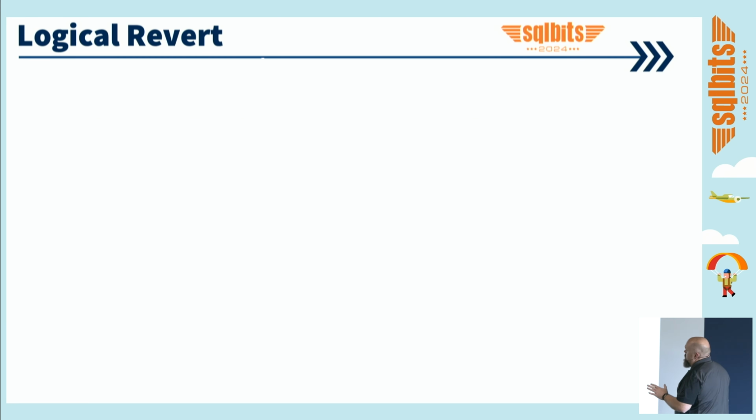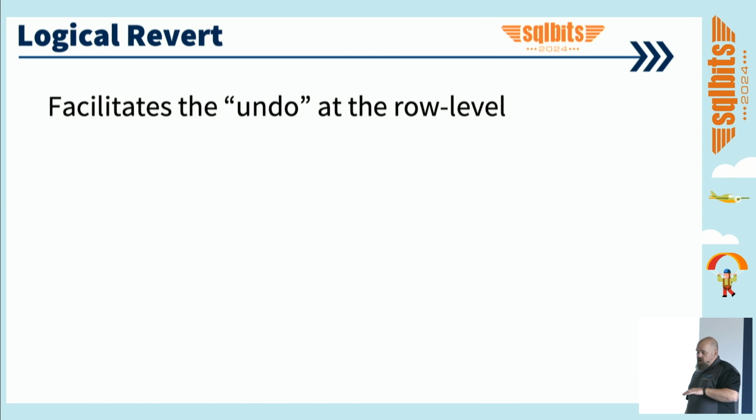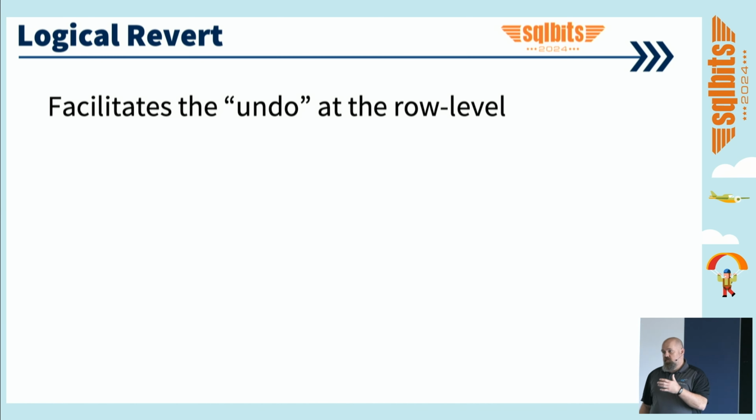Logical revert. We also have another concept of an in-row version. I had mentioned that the persisted version stores the off-row version. They introduced a new idea called the in-row version. Essentially, if your data change is small enough, SQL Server will actually retain the version of your data in the row on the page.